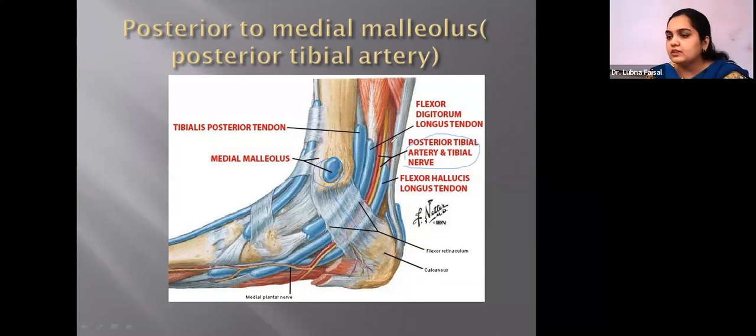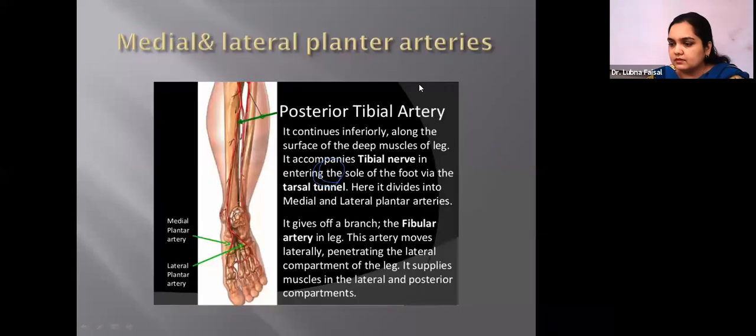The tibial nerve passes between the tendon of the flexor digitorum longus, you can see, and the flexor hallucis longus. These two, the vessels and nerve, pass between these two important muscles' tendons, flexor digitorum longus and flexor hallucis longus, just above the ankle joint or above the flexor retinaculum. You can see in this slide.